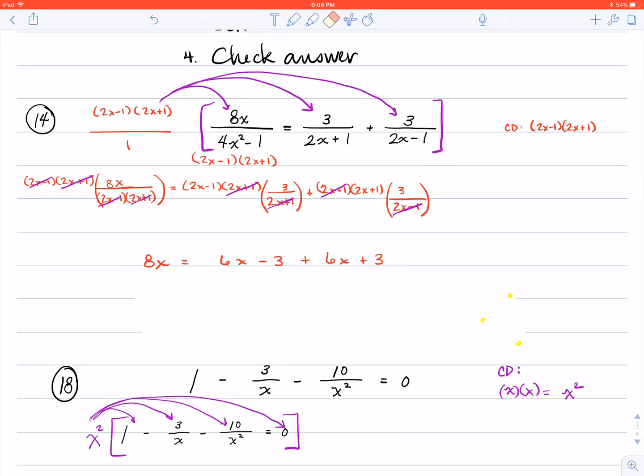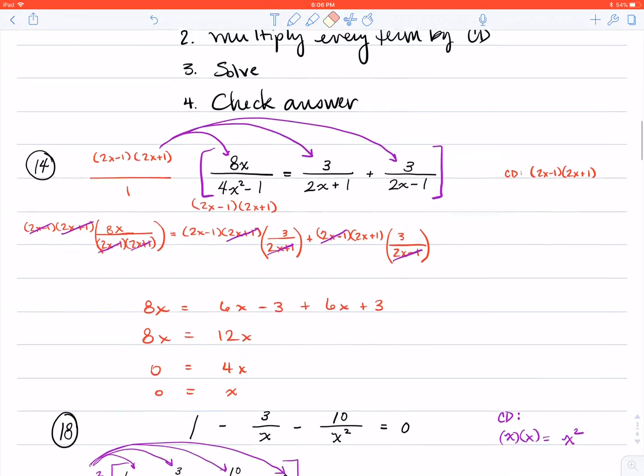And then all I have to do is combine like terms to solve my equation. So when I combine my like terms, I get 8x equals 12x. Let's subtract 8x on both sides. That will give me 0 equals 4x, and then I can divide on both sides by 4, which will give me an x value of 0.